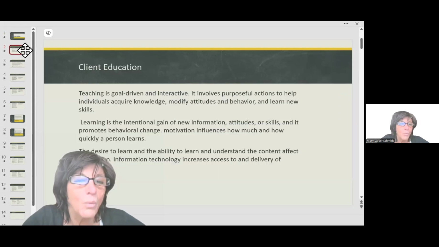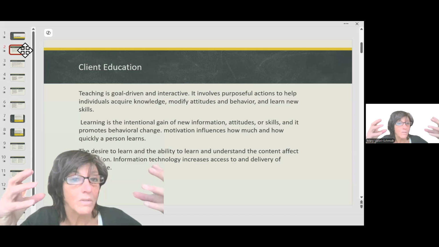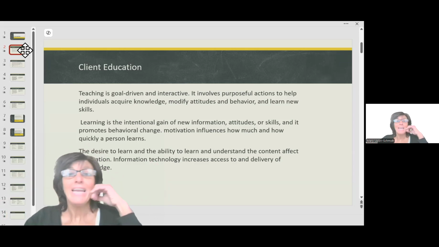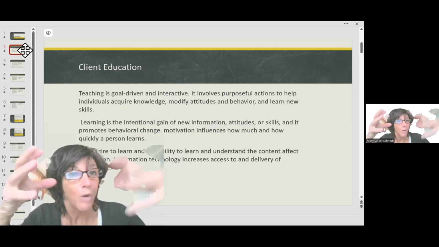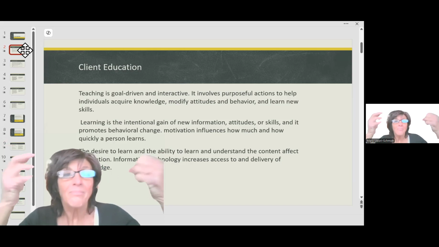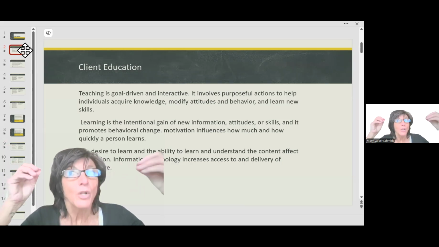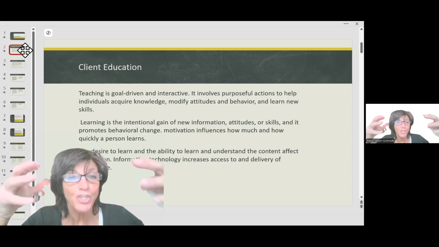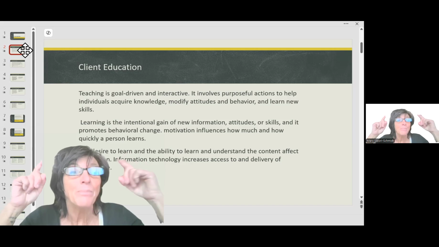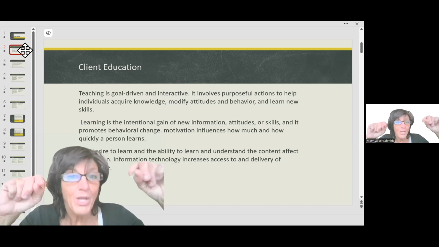Okay. So let's talk about the meanings of these words. Teaching. Teaching is goal-driven and it's interactive. It involves purposeful actions to help individuals get new knowledge, change their attitudes, change their behaviors, and learn new skills. Learning is defined as the intentional gain of new information, new attitudes, new skills, and it promotes behavioral change.